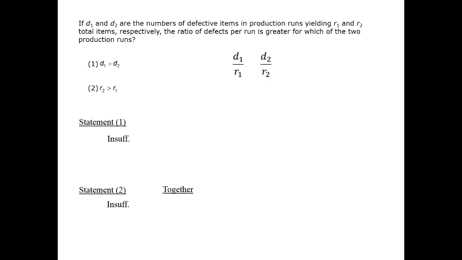Then if we make r2 bigger, that only increases the difference, because it would increase the denominator of d2 over r2 and make it smaller. The information we have establishes that the first run has a higher defect rate. Therefore, the correct answer is C.